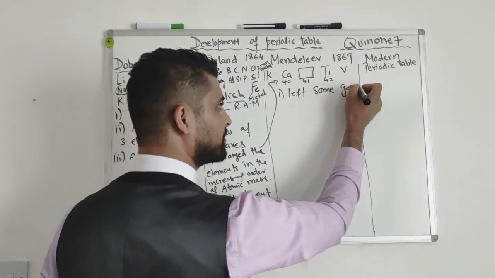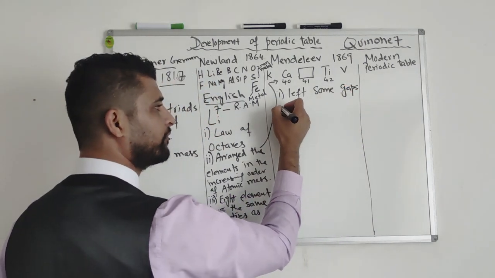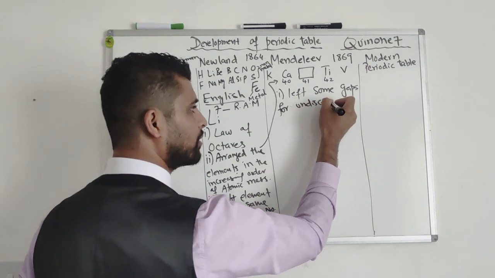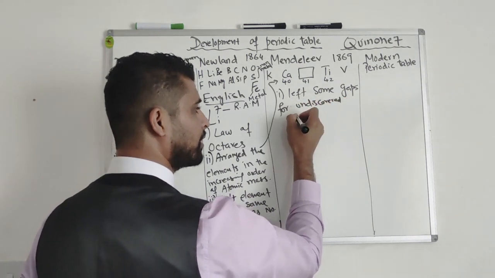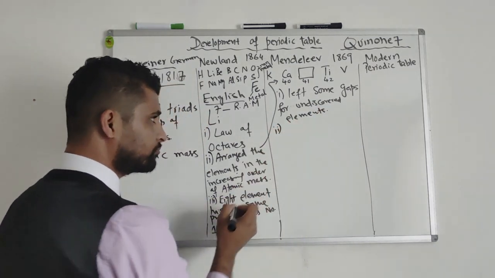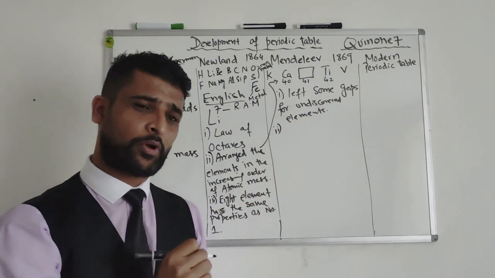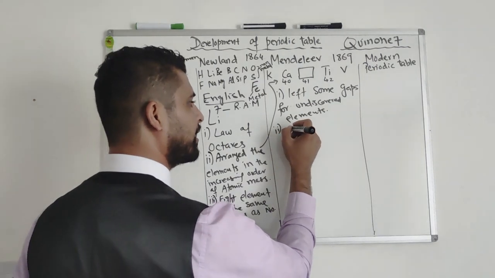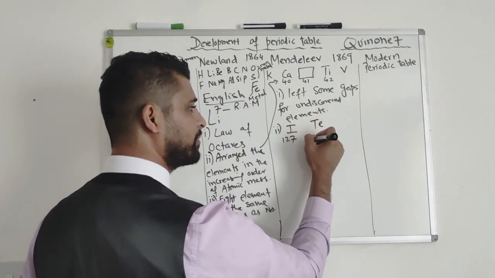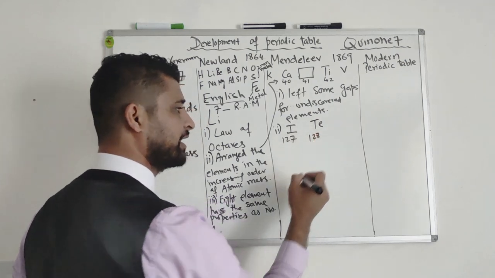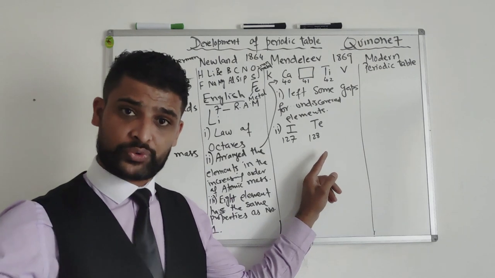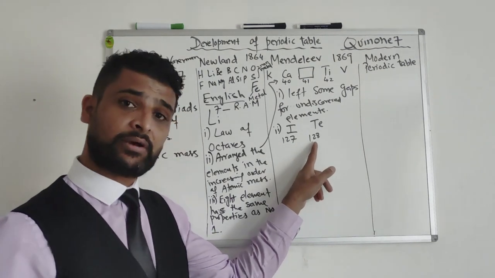He left some gaps for undiscovered elements. Now there's another problem. What he did is, iodine has an atomic mass of 127 and tellurium has a mass of 128, and obviously iodine will come first according to his own rule, and tellurium will come after.